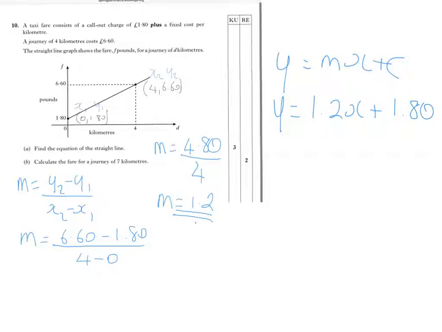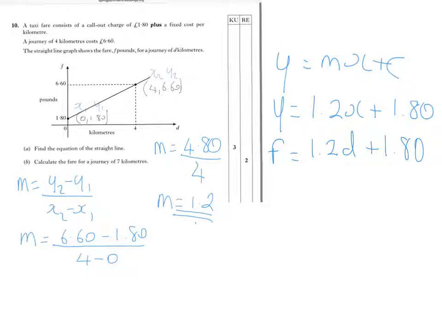Now, an important thing to note with this question, and not to give away a mark at the end, is that the y-axis is actually called the f-axis and the x-axis is actually called the d-axis, so we make that change. Where I see y, I'm going to replace it with f, and where I see x, I'm going to replace it with d. F equals 1.2d plus 1.80.